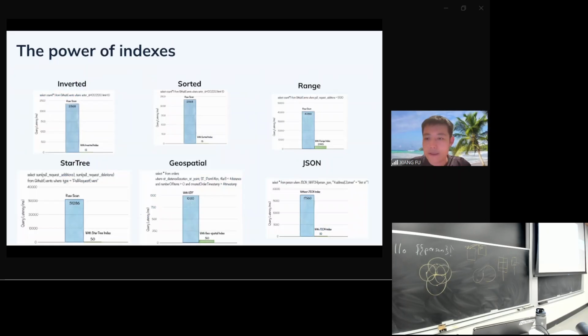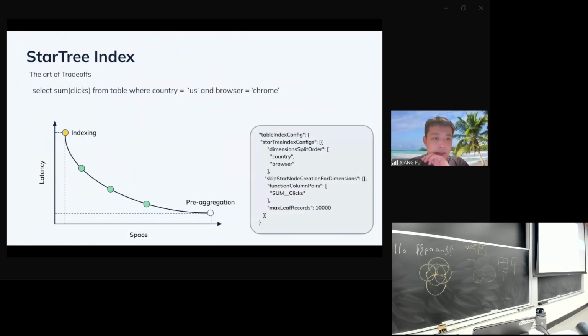These are the different indexing types. We have inverted index, sorted index, range index, and also things for geospatial data. We index so that you don't need to calculate latitude and longitude for every query; if you draw a polygon, we already know which points are inside it. One more thing we want to emphasize is the trade-off of the StarTree index, which is something very unique to Pinot.